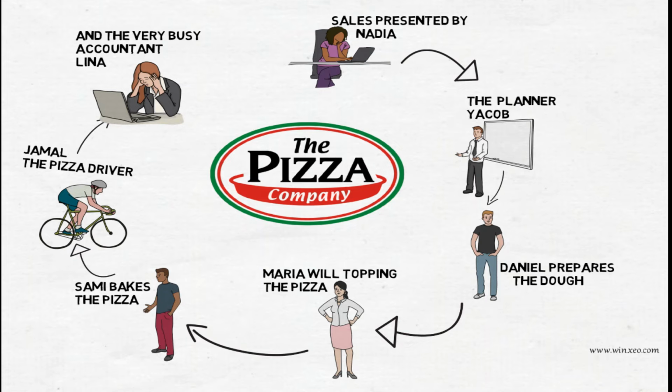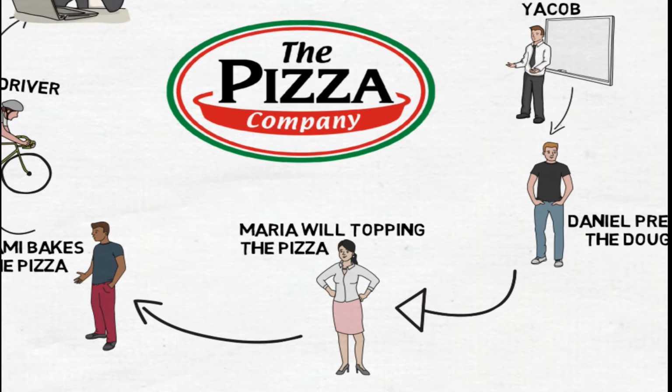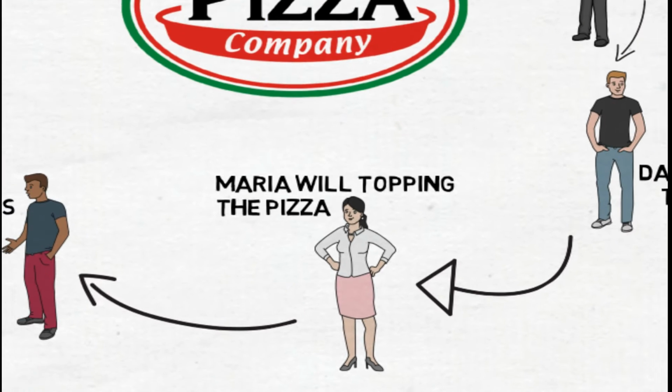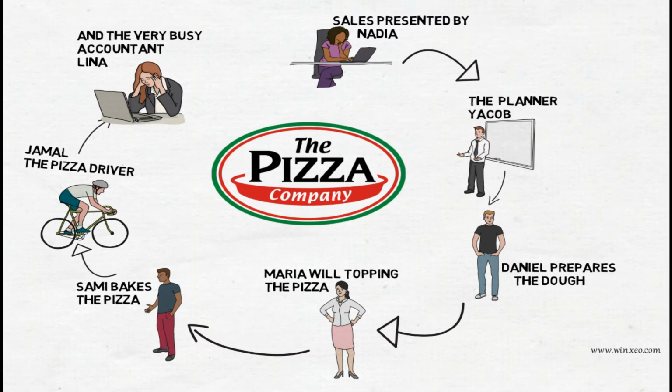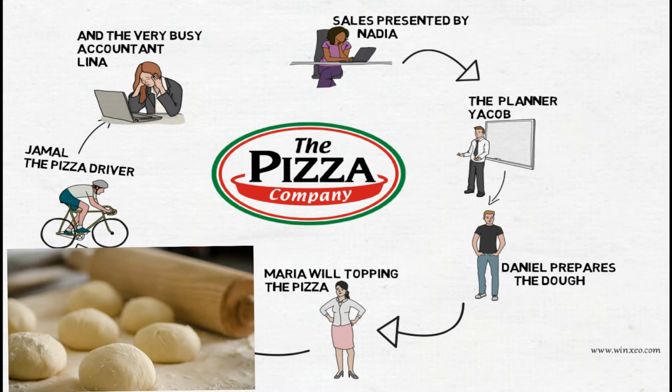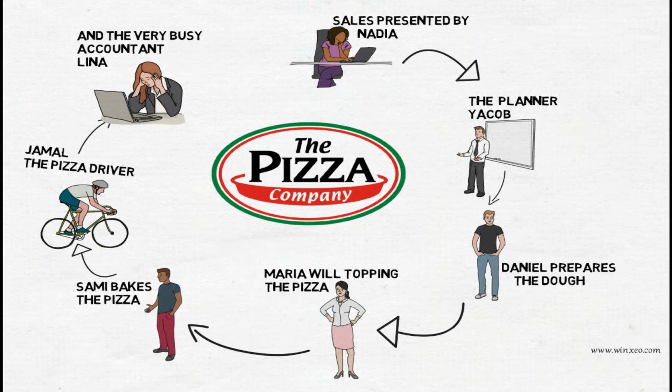So the next employee or worker to get involved is Maria. She works in the pizza topping area. Whenever she has finished her previous work, she will go back to the dough area, and she will have a look at the new dough that has arrived and needs to be topped.